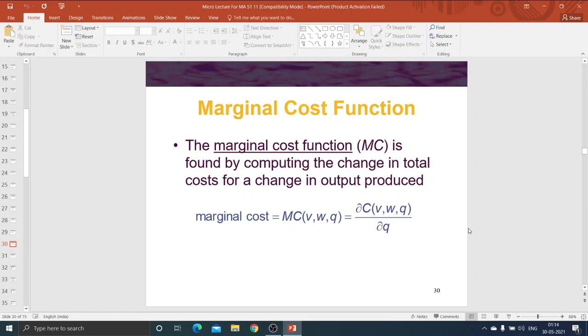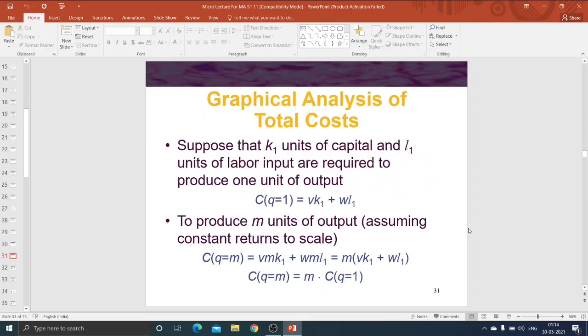The marginal cost function is found by computing the change in total cost for a change in output. So marginal cost MC is the incremental change in cost, C(V, W, Q), divided by the partial change in the quantity. This is what is being expressed. Graphical analysis of all these things will give you the following.